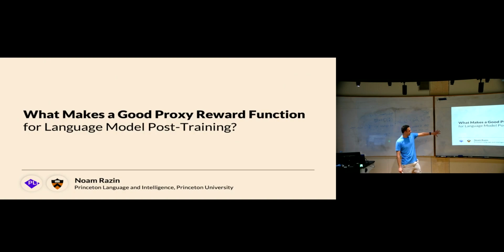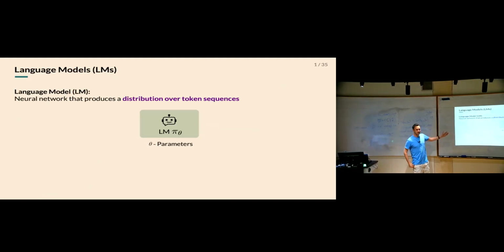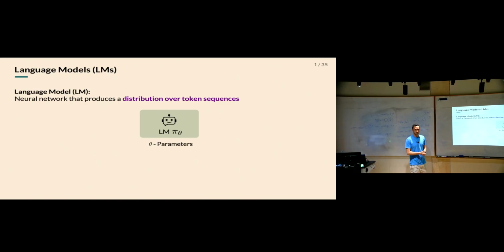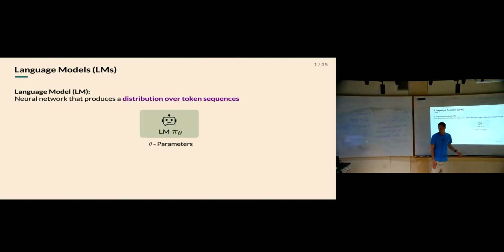Okay, so what I will talk about today is what makes a good proxy reward function, and the guiding application is going to be post-training of language models. Fortunately for me, language models don't really need much introduction, but for our purposes, to be clear, this is just a neural network that gives us a distribution over sequences of tokens. We're going to denote it by pi theta. Theta is the parameters that we learn.